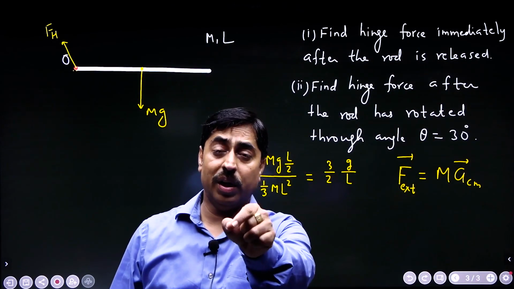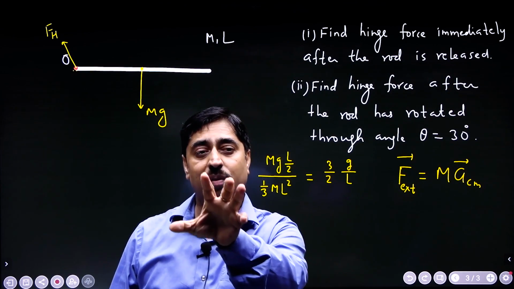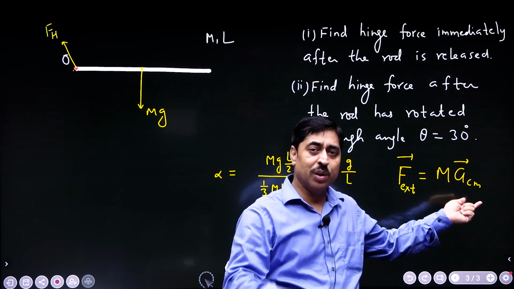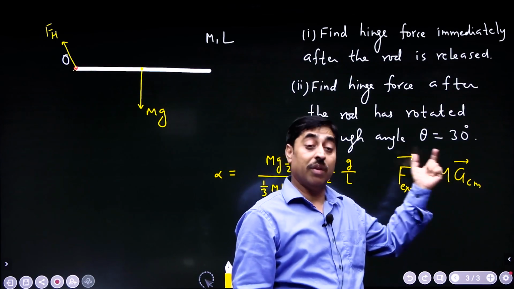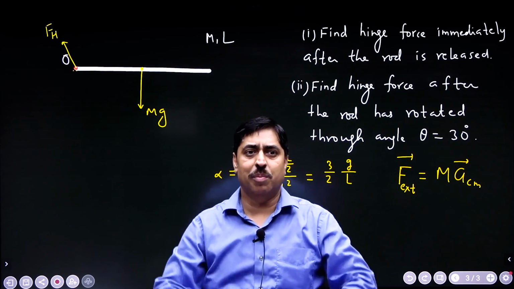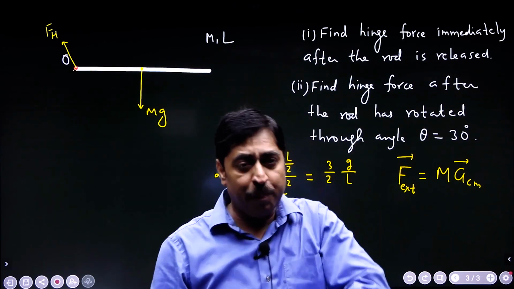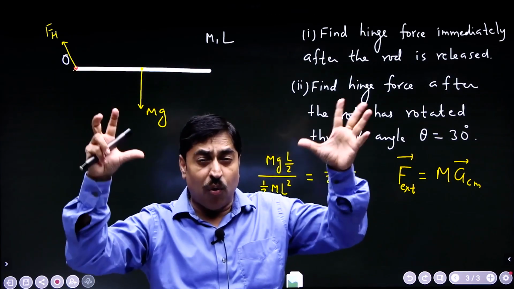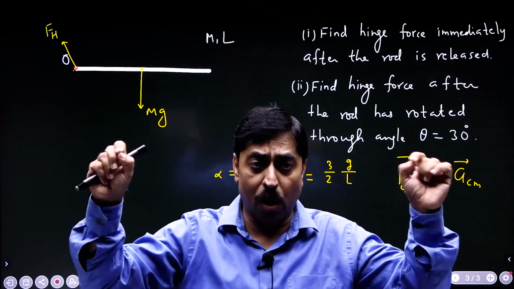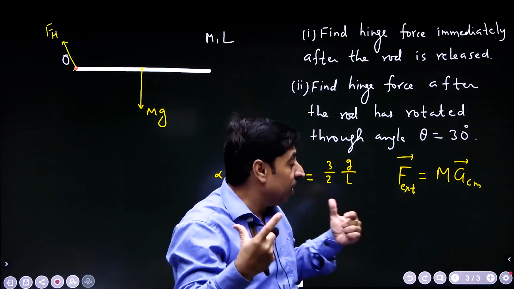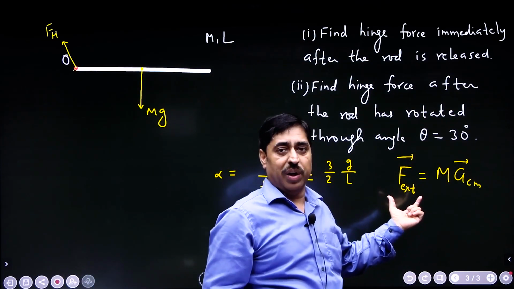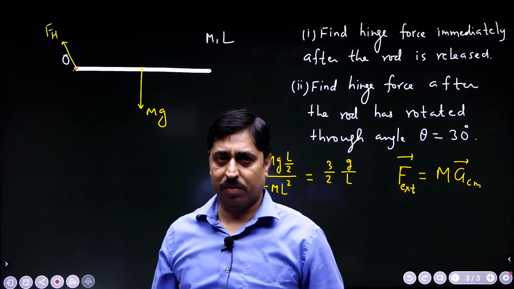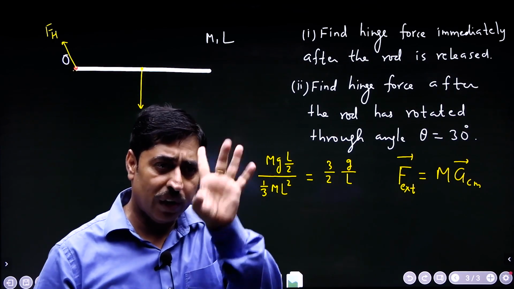External force acting on a body is mass times acceleration of its center of mass. Students, if you know the acceleration of center of mass of a body, then you know the total external force acting on the body. So, I have been asked to find the hinge force. I have been asked to find some force that is acting on this particular rod. So, that force, external force, can be calculated. There is a possibility if I know the acceleration of center of mass. So, let us focus on motion of center of mass.